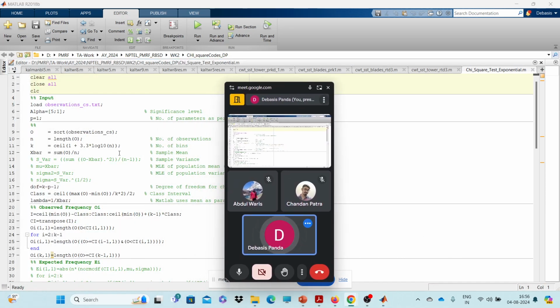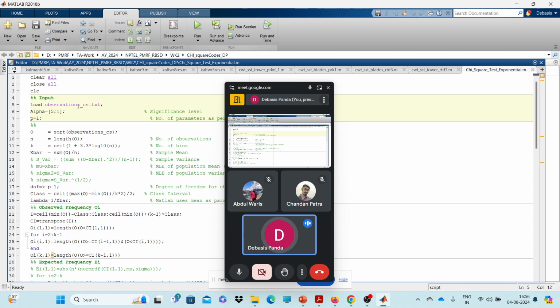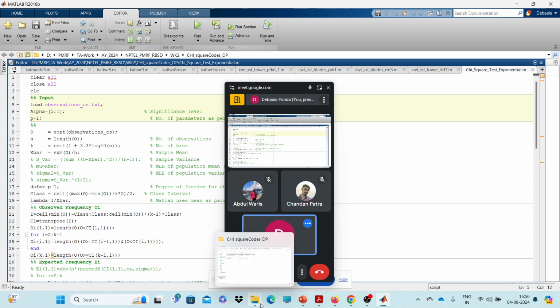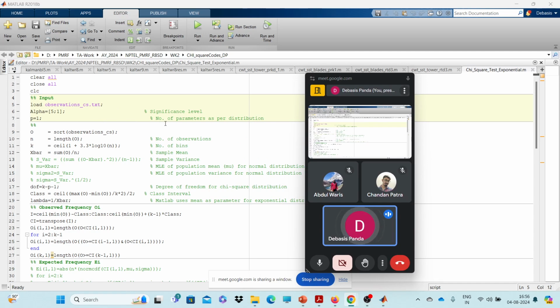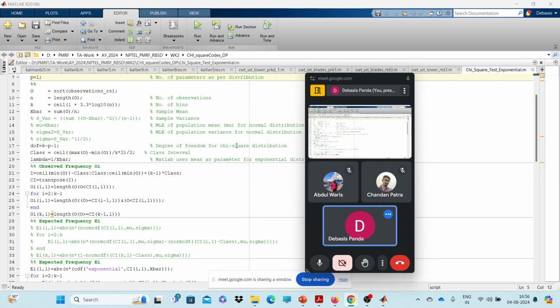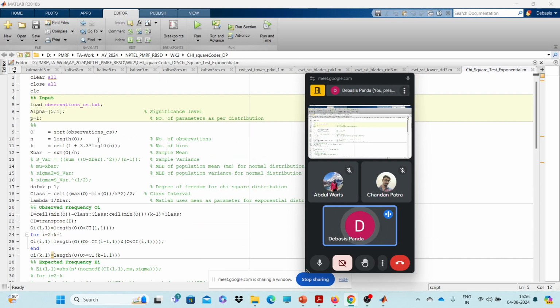For the first test, what we have done here is load the observation data, which we have stored in a TXT file. You can load it from an Excel file also; just the command will be different. Then we put in the level of significance, then the parameters of the distribution. Then we sort the observations, find the length of the observations, and find the k. After finding the k, we find the sample mean.